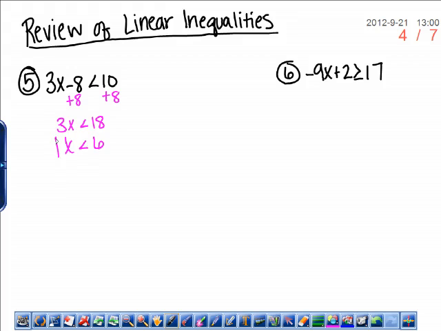How would I write my answer as an interval? Negative infinity, 6, both in parentheses. Good. That's your answer as an interval. You're going to be asked for answers either way. You need to be prepared to write it as an interval or as an inequality.